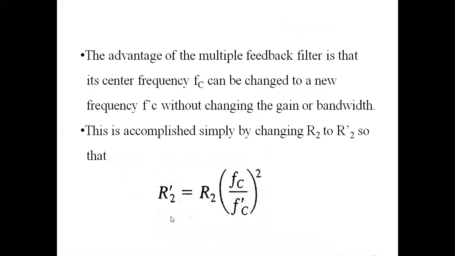The advantage of the multiple feedback filter is that its center frequency FC can be changed to a new frequency, say F dash C, without changing the gain or bandwidth of the filter. This is accomplished simply by changing R2 to R2 dash, where R2 dash is calculated as R2 into FC divided by F dash C square.